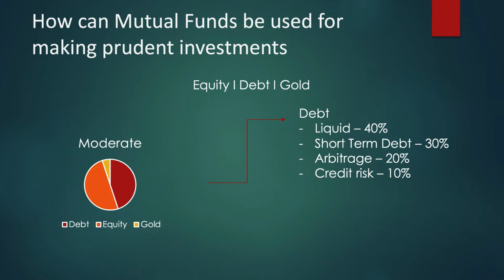Obviously, if it is aggressive, the debt allocation will reduce further to 25% overall, and instead of liquid, probably that bucket will go more to the short-term side and be distributed along arbitrage and credit risk. If you are conservative, then you do not invest in credit risk. You invest more in liquid and short-term debt funds. You will even drop the arbitrage fund or reduce it to say 5-7%.